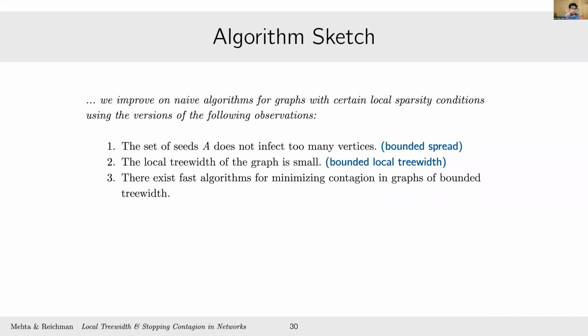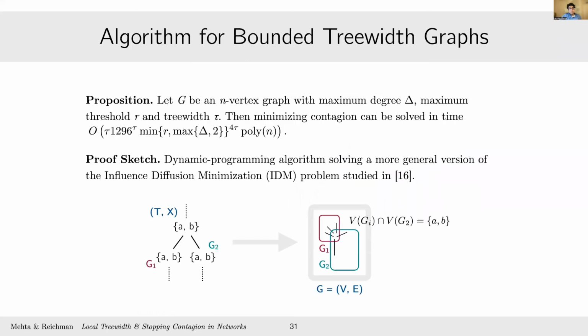So we've talked a lot about bounding local treewidth already, and you'll soon see some examples of showing the bounded spread property holds. So I just want to take a second to demonstrate that there do exist fast algorithms for minimizing contagion in graphs of bounded treewidth. In fact, we provide an example of one in our paper. At a high level, it's a dynamic programming algorithm that solves a slightly more general version of the influence-diffusion minimization problem that's been studied before. It essentially works by solving some version of the minimizing contagion problem on subgraphs of G and then carefully combining them by accounting for interactions of the percolation process between subgraphs.